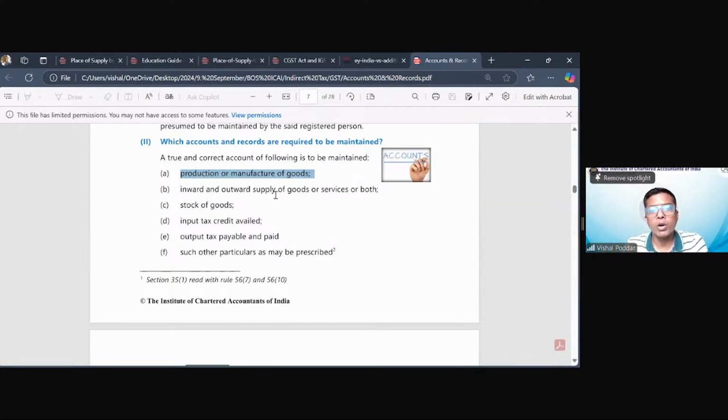Then, inward and outward supply of goods. This would cover your raw material, all types of consumable materials, and packing materials on the inward side. And on the outward side, whatever goods you have removed from your premises, either by way of sale or stock transfer or by way of disposal, everything has to be recorded.